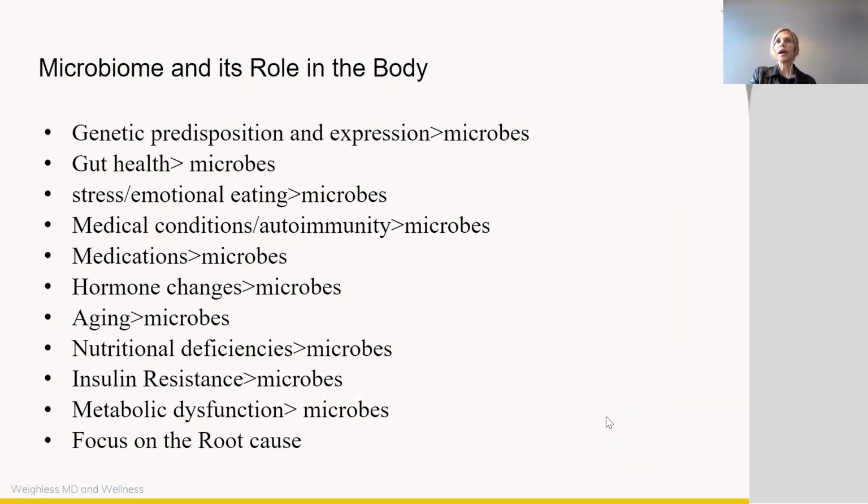So the microbiome and its role in the body: the microbes, the organisms, literally play a role in everything. So our genetic predisposition or expression, obviously our gut health. Microbes are going to drive stress, emotional eating, our medical conditions. Autoimmunity is so significant as far as your gut health, because your immune cells sit in your gut. Certain medications destroy the healthy organisms. Hormonal changes are affected by our microbes. The way we age and oxidative stress, nutrient deficiencies, there are certain microbes that actually produce certain nutrients. And without those microbes, we don't even get those nutrients because we don't get them through food.